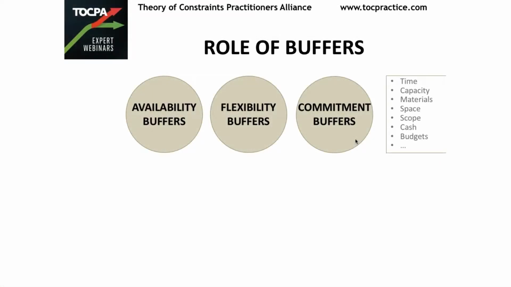CCPM buffers. Right. So if we look at the buffers, and this is a classification that I presented at the TOC ICO conference, it is not set in stone, but this is my classification: buffers exist for three different purposes. Availability, which is when you have customer demand that cannot be predicted.